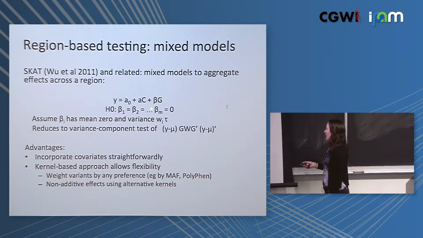And then rather than test every variant at the same time, they're testing a null hypothesis that all of the rare variants have an effect size of 0, and they test that jointly using this mixed model approach.